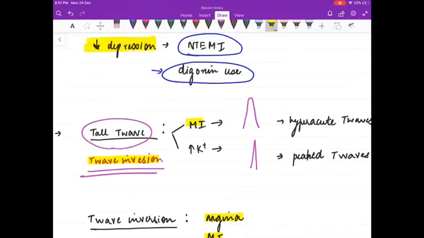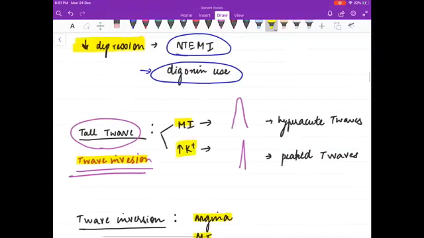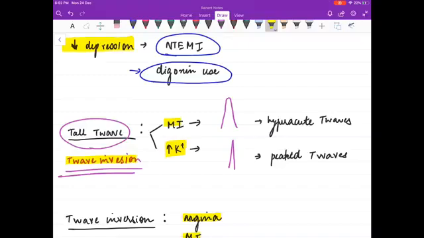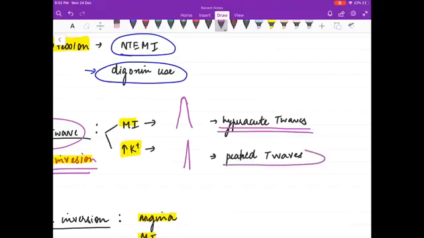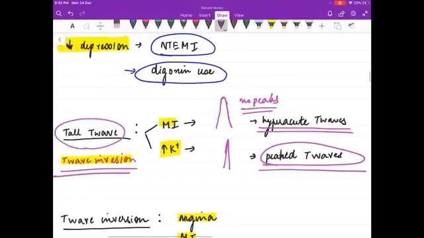And tall T wave is seen in MI and hyperkalemia. So how do we differentiate between the tall T waves of MI and increased potassium? In MI we will see hyperacute T waves, but in hyperkalemia we see peaked T waves. See, the peak is formed, but in MI there are no peaks. I will show you this on the ECG as well.